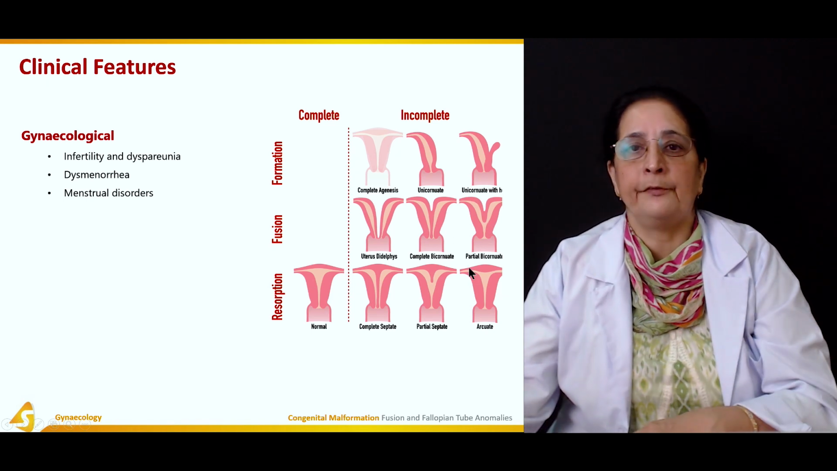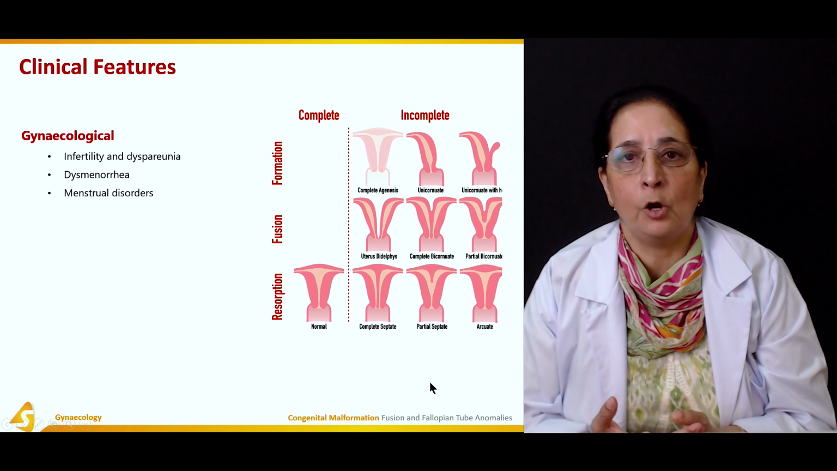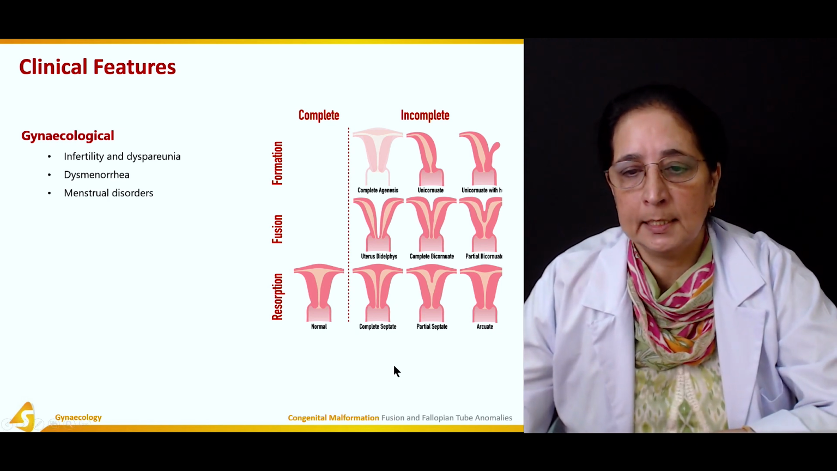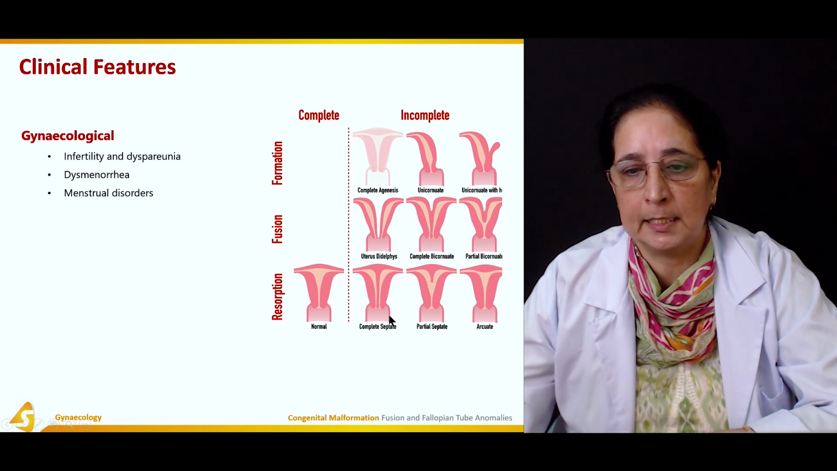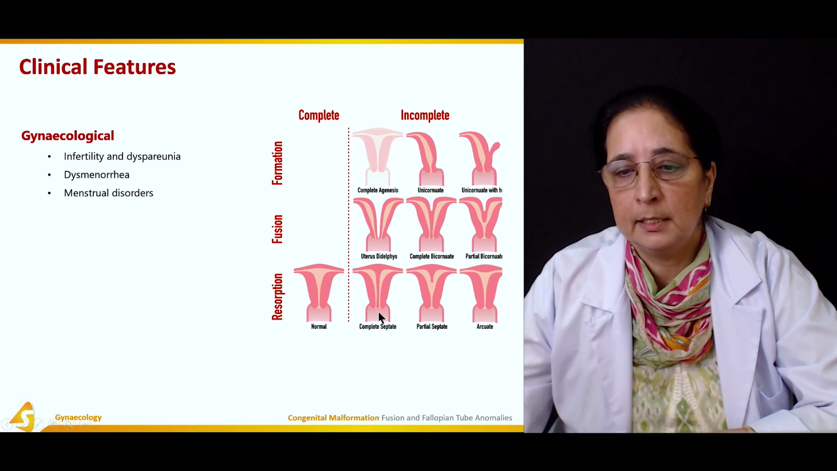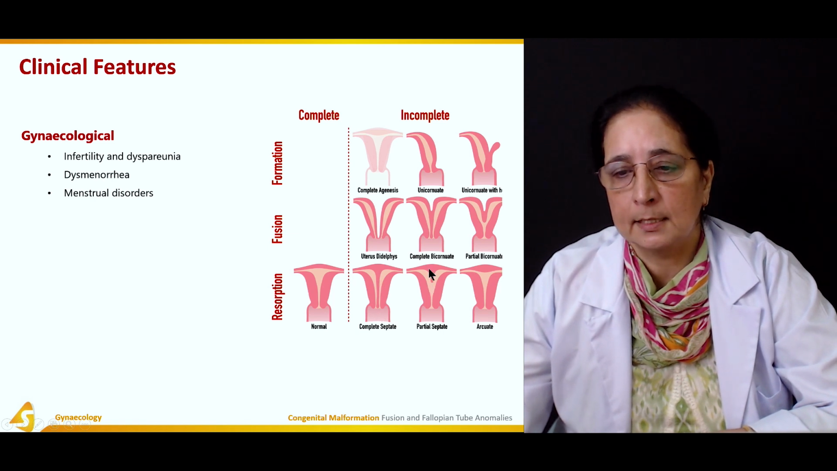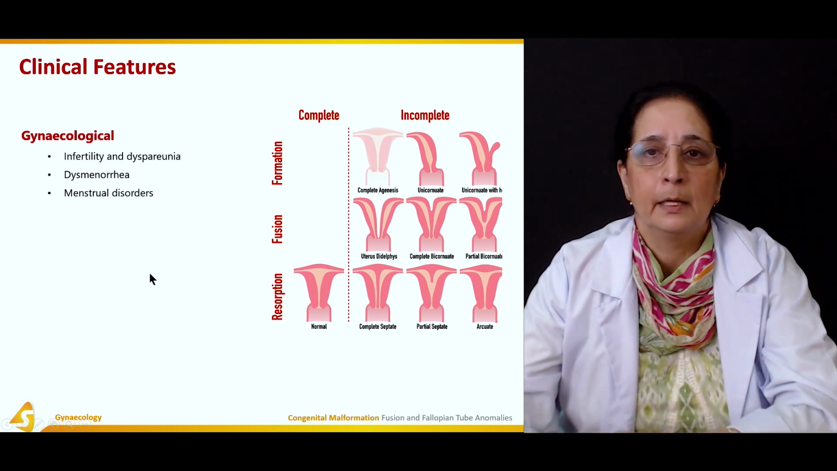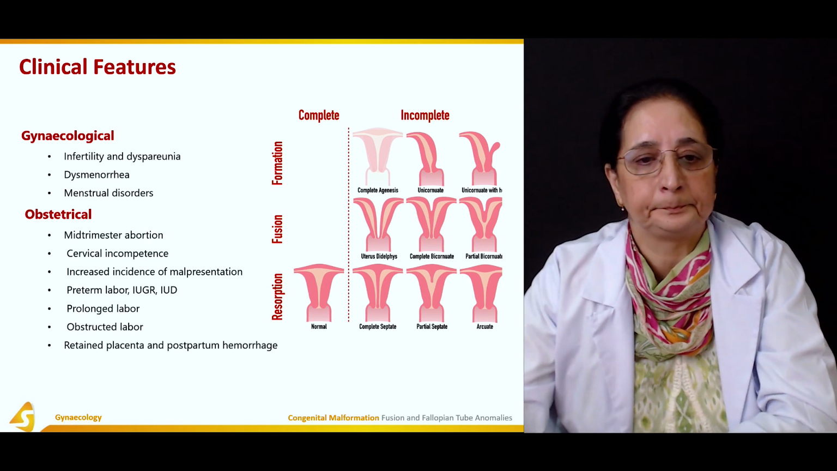So all these are different developmental anomalies of the uterus. This is the septum, complete septum present in between, dividing the uterus into two. This is partial septum present, and this is the arcuate uterus. So all these are the different abnormalities.